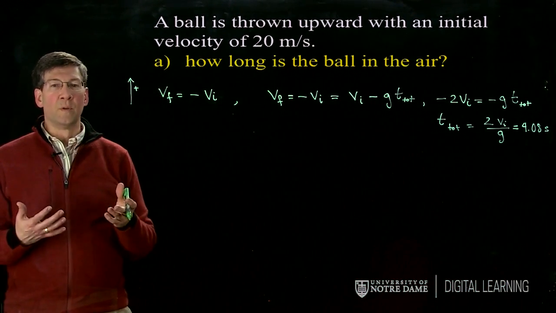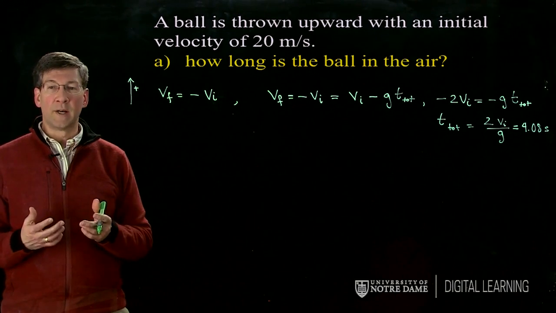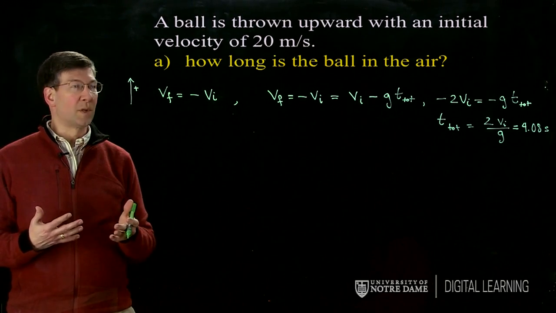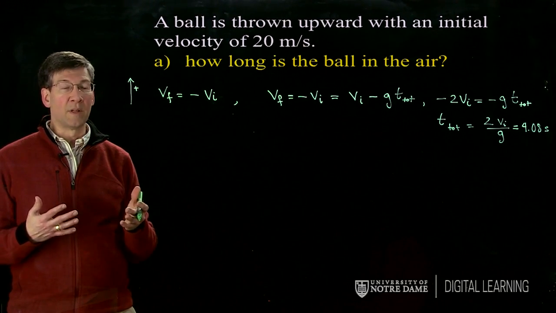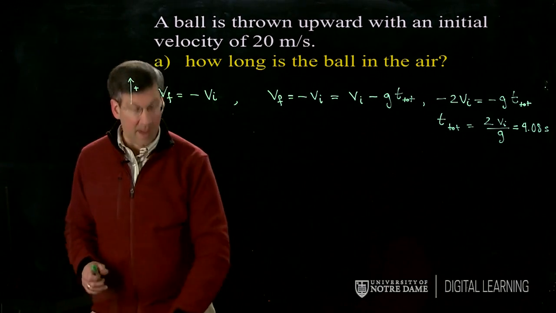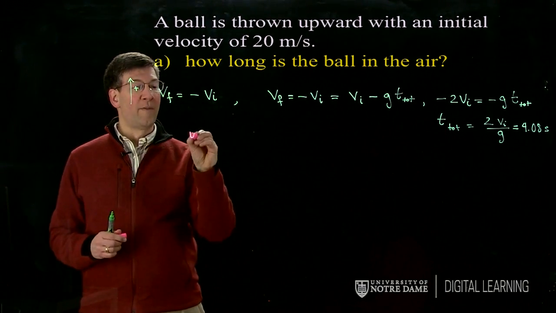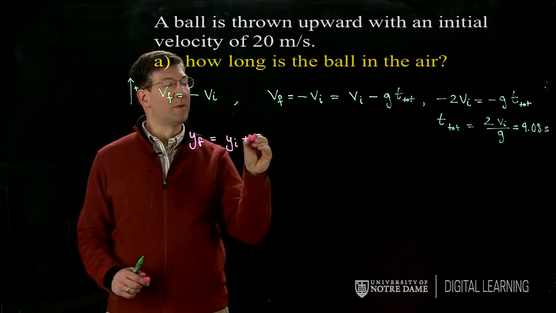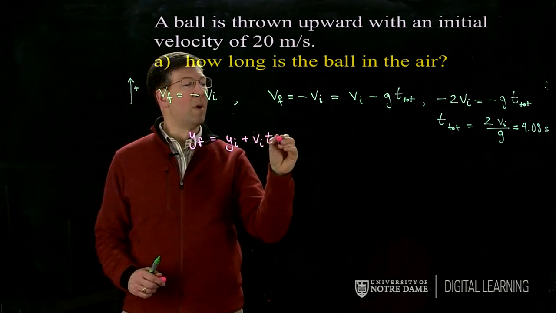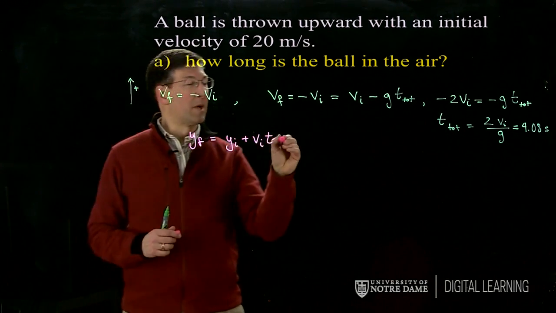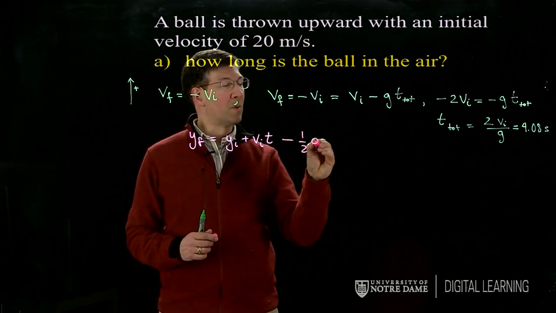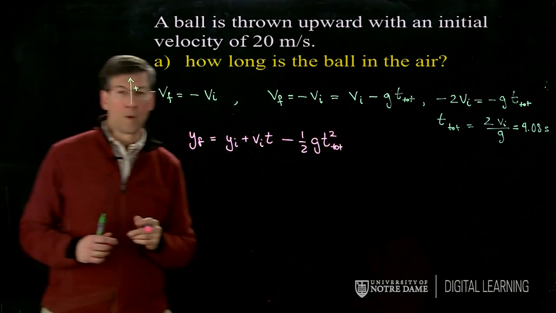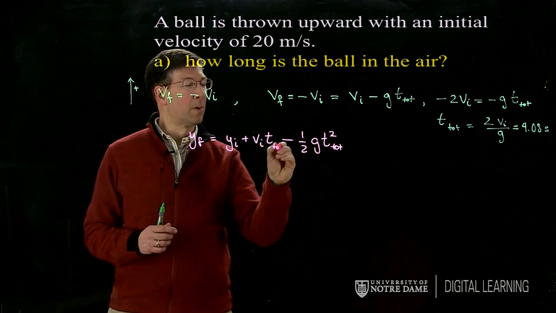So there's another way to do this. We could say that the projectile starts and ends at a height y equals 0, and we can use the distance equation instead of the velocity equation. So we could also say that y final is equal to y initial plus v initial times time. And again, since we've defined the positive direction to be up, this is going to be minus 1/2 g t total squared. And so this will also be a t total here.